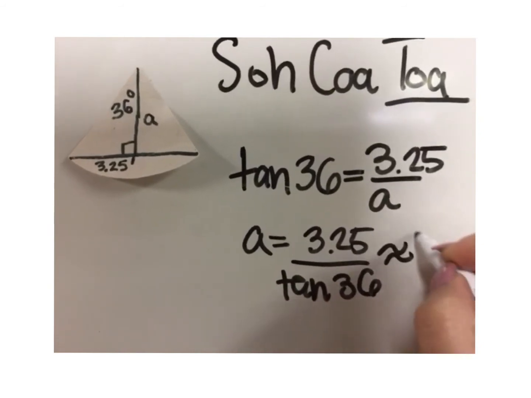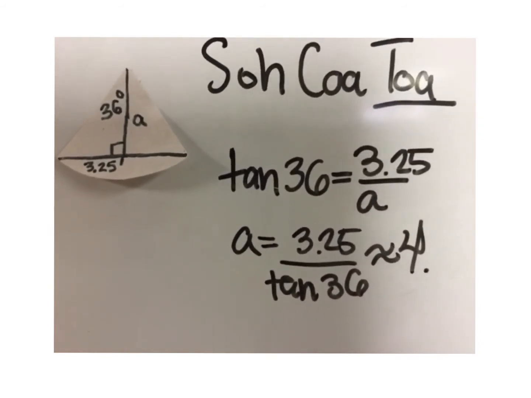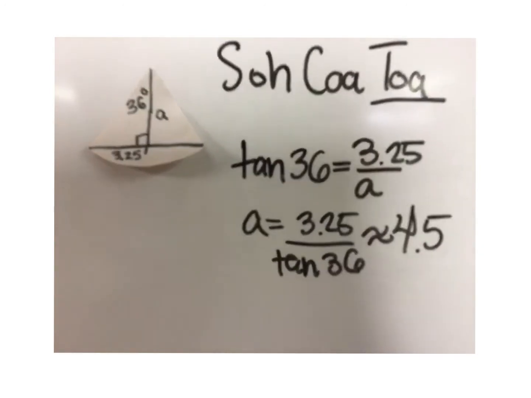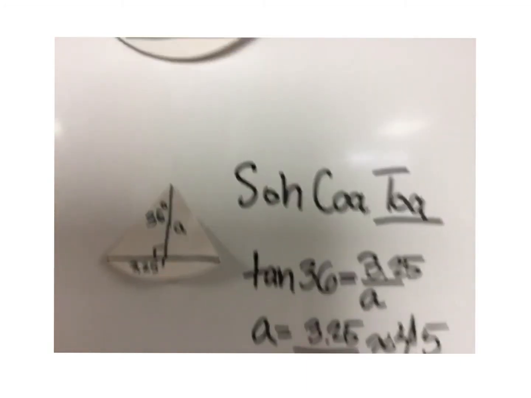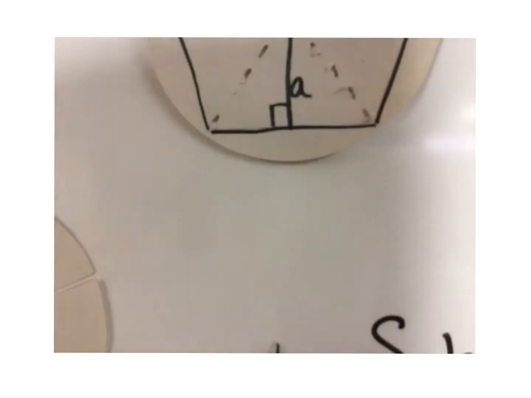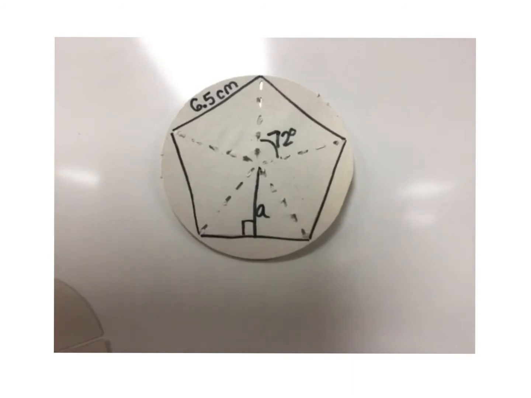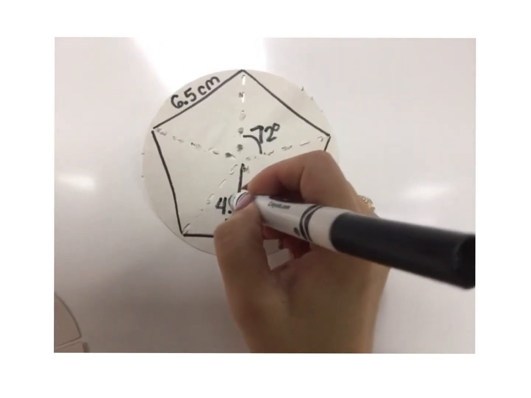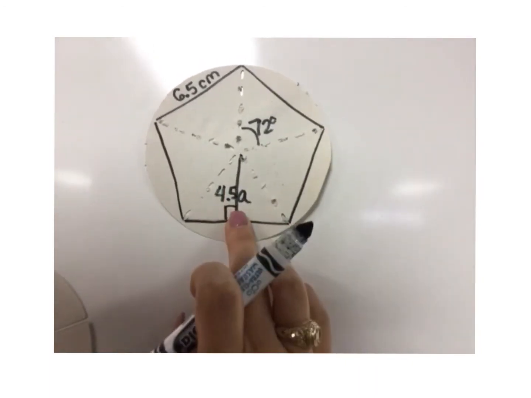Plug that into your calculator. What did we say we get? Oh my goodness, I already forgot. I think it's like 4.5 or 4.48, something like that. Once we have our apothem, then it makes everything a lot easier. So once we know that our apothem is, I'm just going to say 4.5 because that's what I remember it being close to, then we have our apothem.